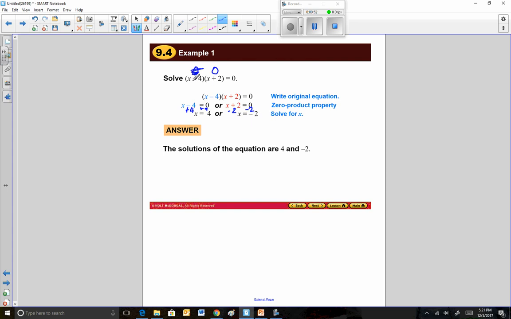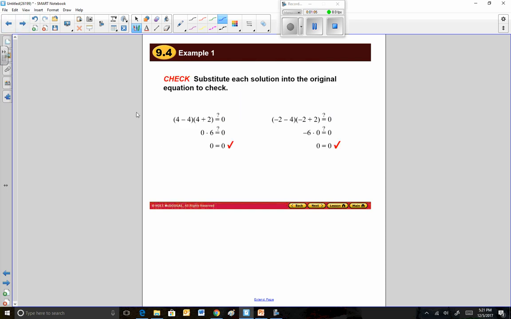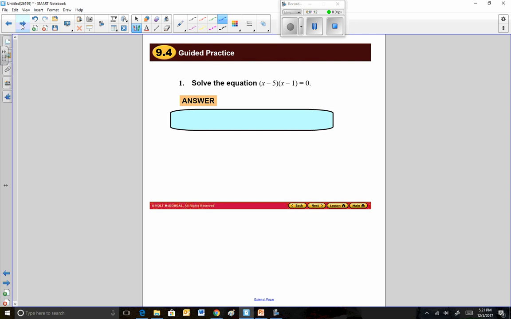Because if I put a 4 in here, 4 minus 4 is 0, so it would make it true. If I put a negative 2 in here, negative 2 plus 2 is 0, so it would make the actual sentence true. All right. We could check them out. We just pop them in and substitute, and we find out that it does equal 0. Now, pause your video after looking at this problem. Pause your video and try it out on your own.